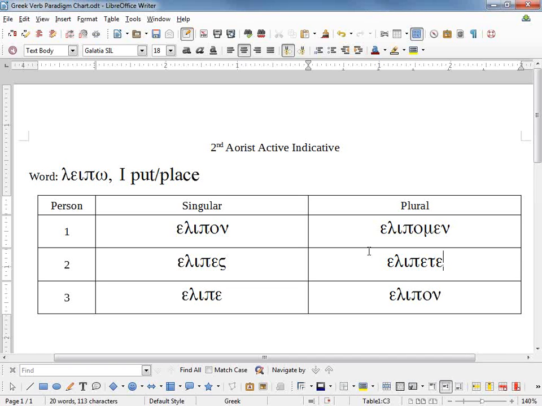Okay, and so the translation here is, well, let me read it. And again, if you wish to read it after me, you're more than welcome to. Let me go through the singular and then the plural. Elipon, elipes, elipe, elipomen, elipete, and elipon. It's beautiful. It sounds like Greek prayers in a quiet church. So well done. The way we translate this is I placed, or you placed, or we placed, or Charles Barkley placed. But the major difference is that the second aorist changes its stem.